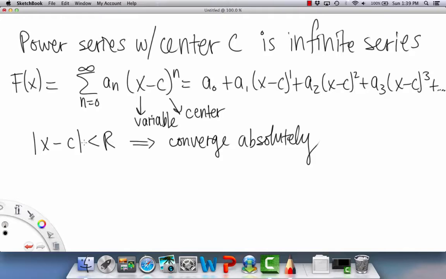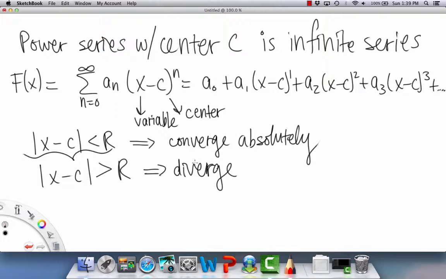We'll be dealing with this concept in the problems that we'll be completing. Conversely, if it is greater than this radius, then it will diverge. So that's an important quality of the absolute value of x minus c. Another term for this r is the radius of convergence.